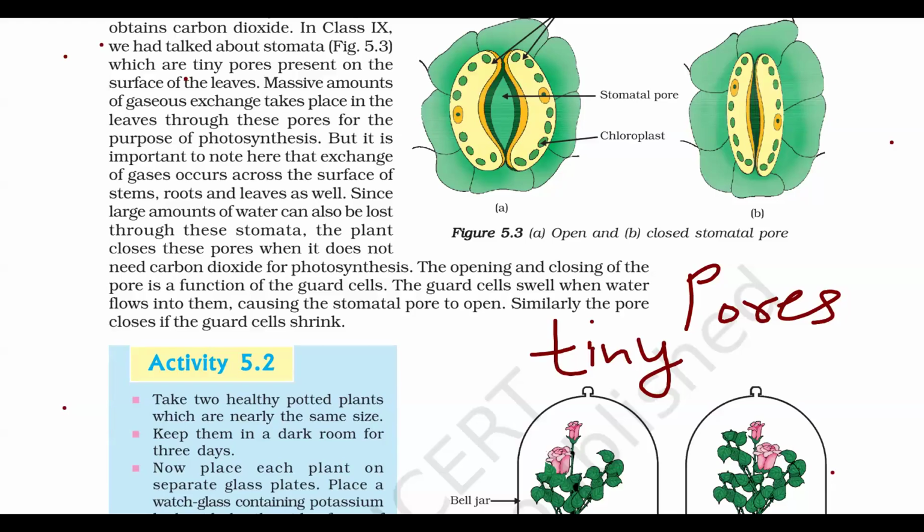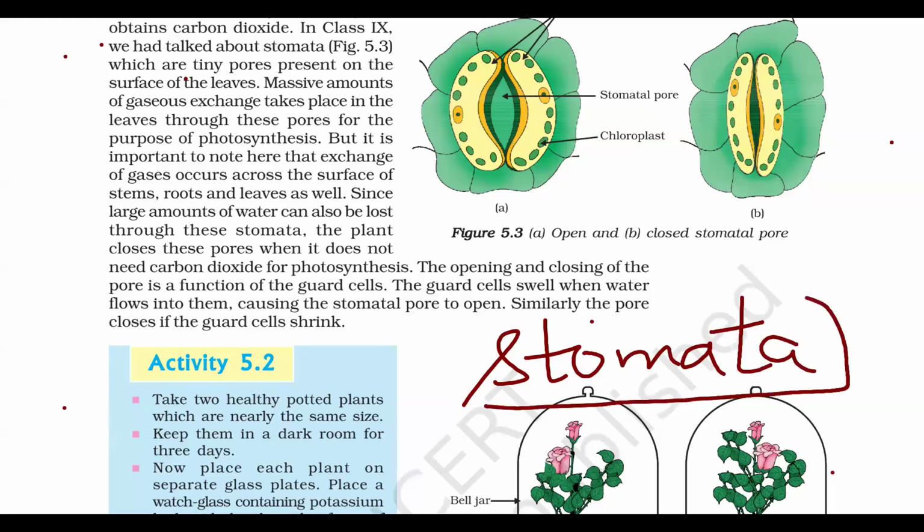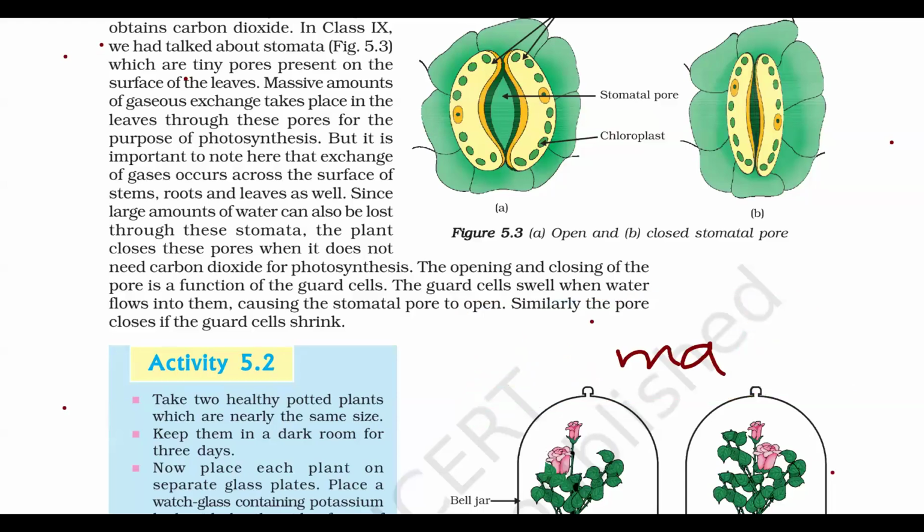Okay, so the singular is stoma. Singular, we say stoma, but they are very large in number. We never say stoma. You will not read this term anywhere, because they are always in abundance or in large number. So that's why the plural is stomata.